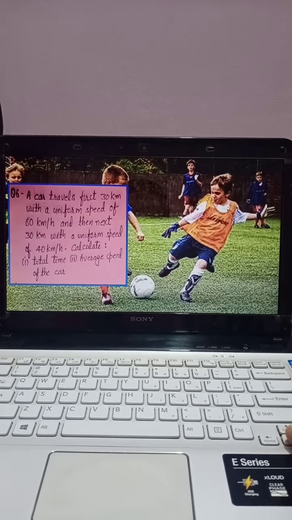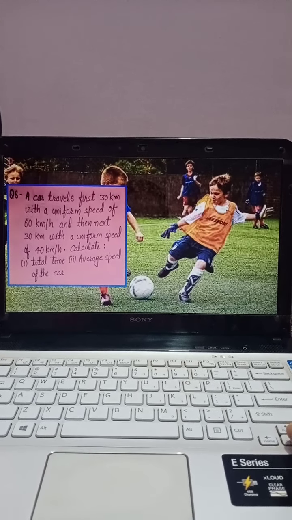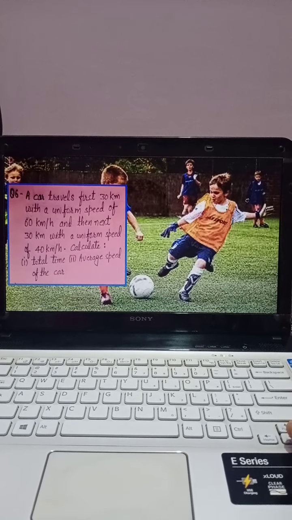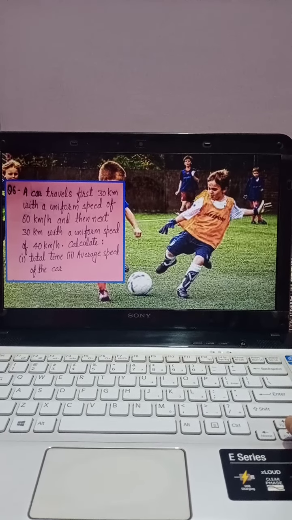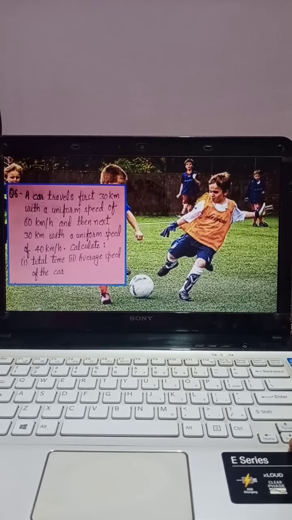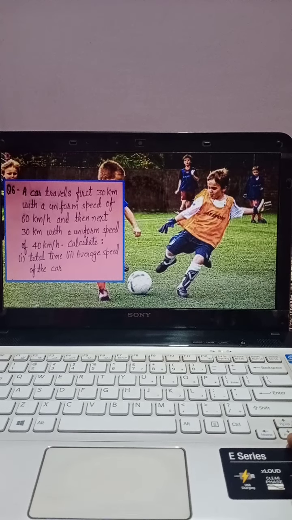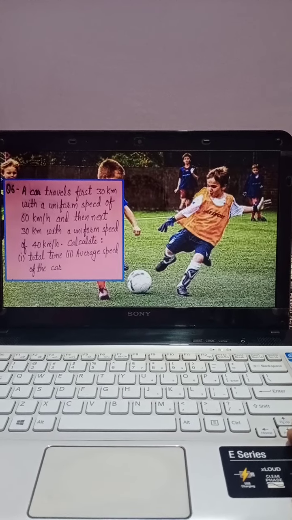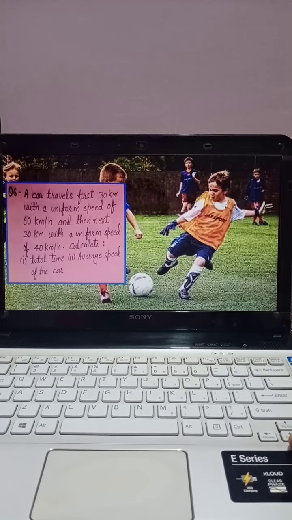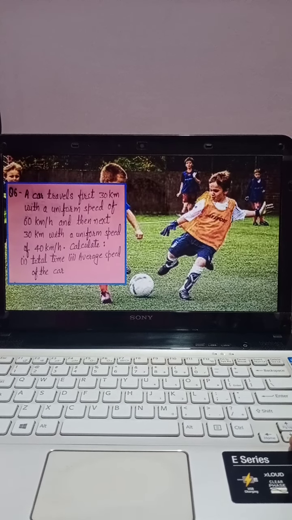So here we have the first numerical. A car travels first 30 km with a uniform speed of 60 km per hour, and then next 30 km with a uniform speed of 40 km per hour. Calculate total time and average speed of the car.